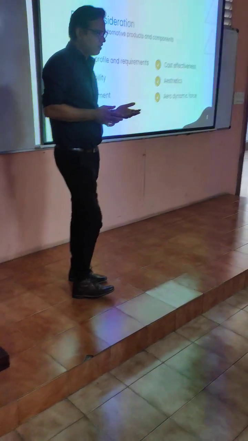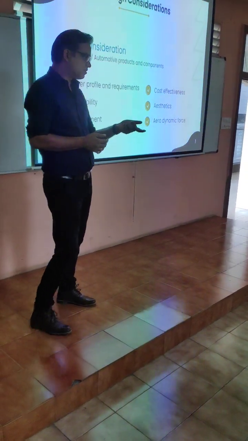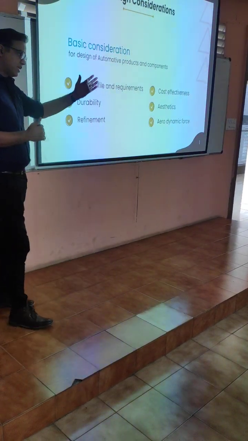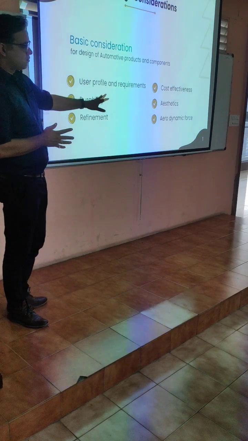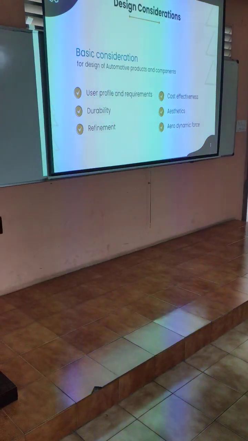So you do 100, it's 15. You do 110, just 10 kilometers more, it's 20. So it's a geometric progression that happens. And therefore, whenever you are doing a higher speed vehicle, this is one of the very important aspects. But these are the basics.